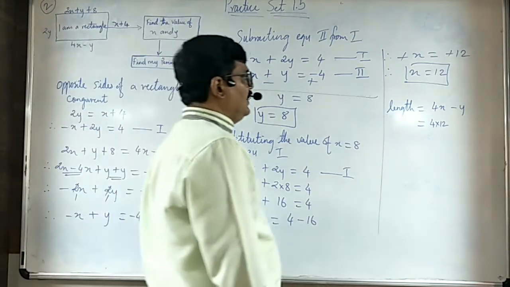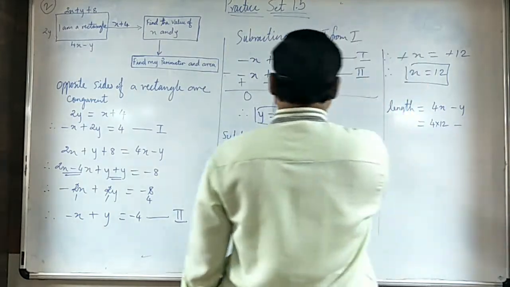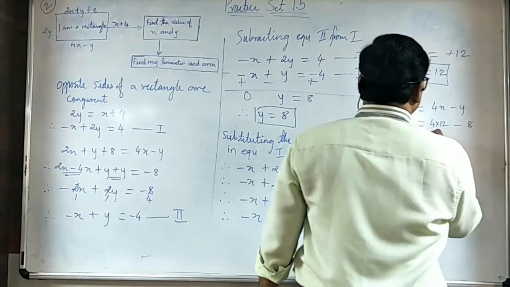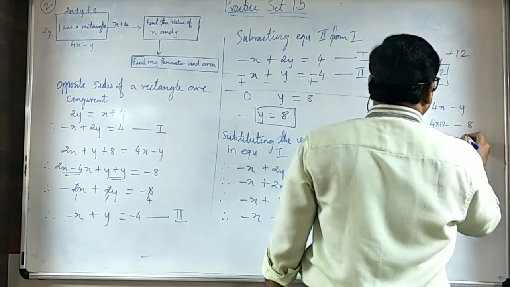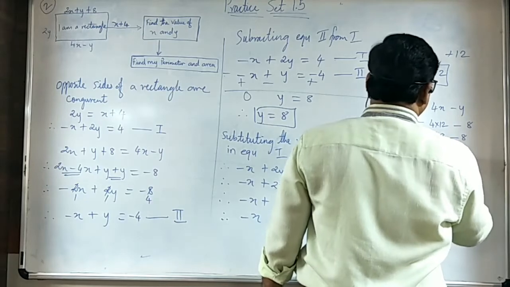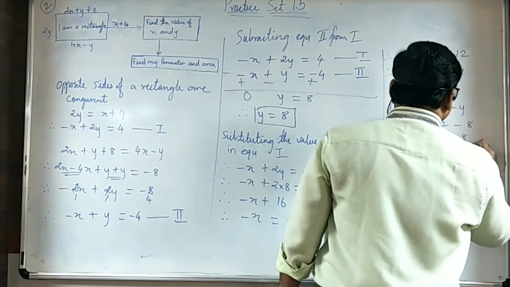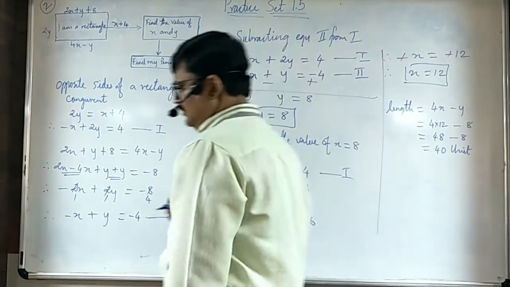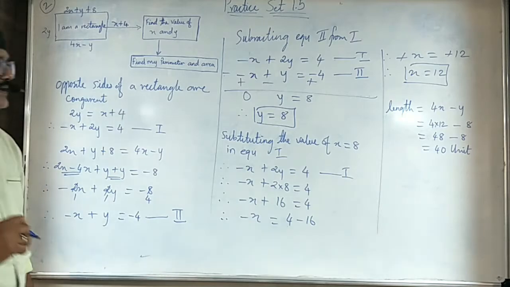So 4 into 12, because the value of x we got is 12, minus y. The value of y we got is 8. So 4 2s are 8, 4 1s are 4. So you'll be getting 48 minus 8. So you'll be getting the length, which in this case is 40 units. Because there is no unit given, you just have to write unit. I got the length for this over there.